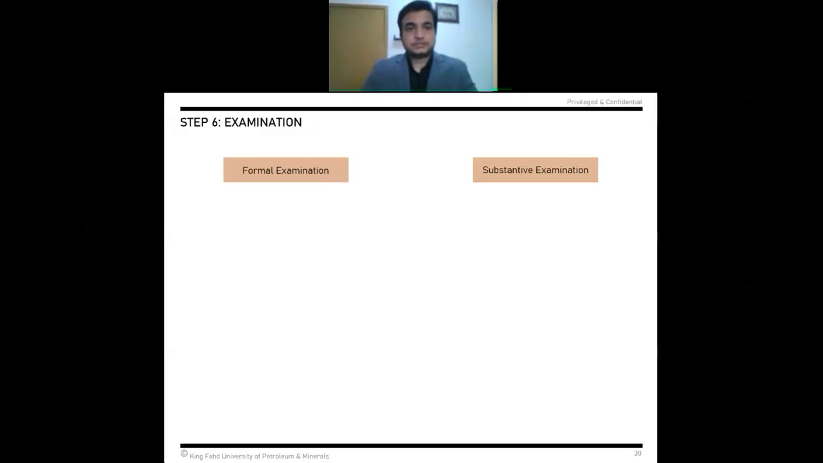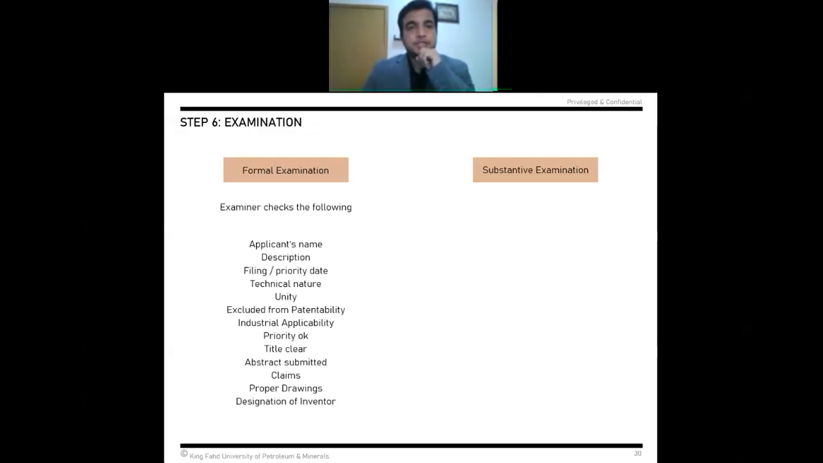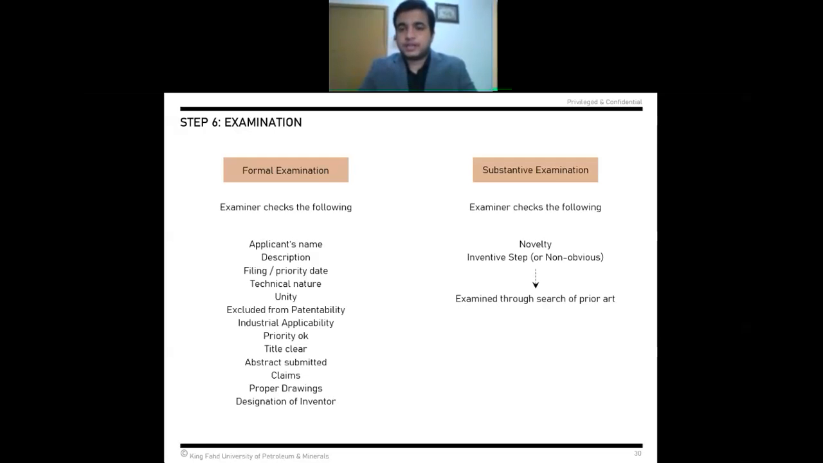Next is examination. Once an application is filed and published, the patent office examines the application. There are two kinds of examination: one is formal and another substantive. In formal examination, the examiner checks details like the applicant's name, description, and priority date. Is the application excluded from patentability or not? Does it have industrial applicability? Are the claims properly written? Are the drawings in good condition, and are the inventors named properly? These are all formal examination. The next part is substantive examination, where the examiner does a novelty search and searches for inventiveness. This is done through the search of prior art.